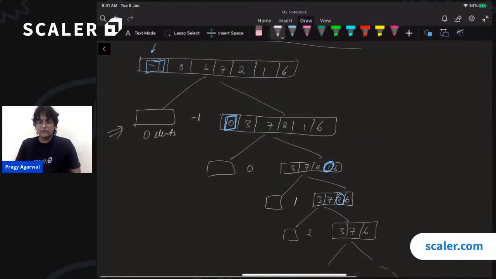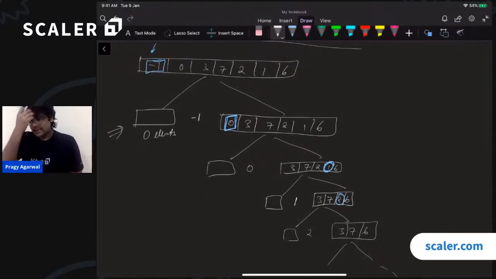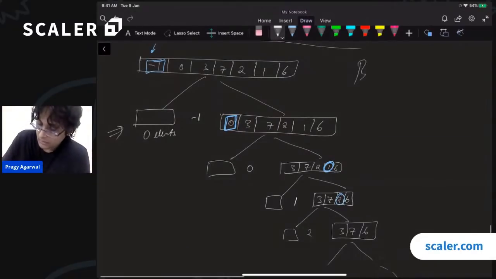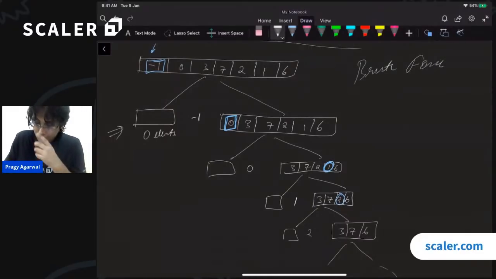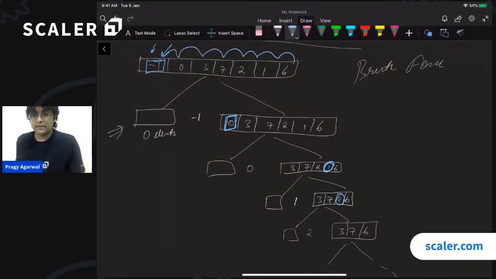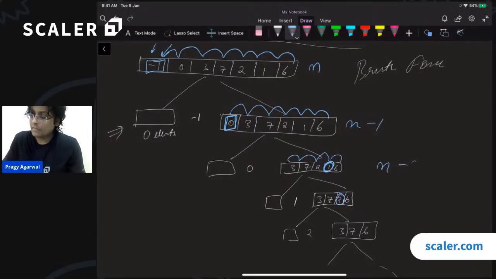So do you see what is happening over here? This is the same as the brute force approach. When this was my pivot, I compared it with everything. So this was n comparisons. Now this is my pivot, and I compare this with everything else. This is n minus 1 comparisons. Now I compare this with everything else. This is n minus 2 comparisons, and so on.